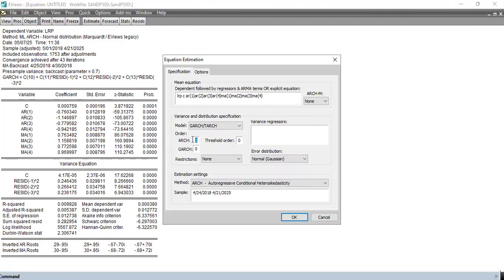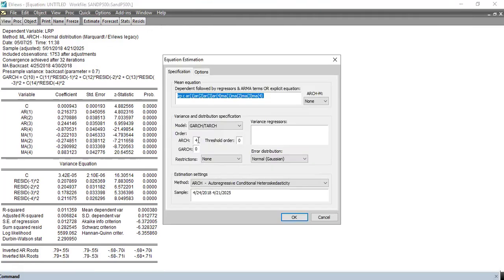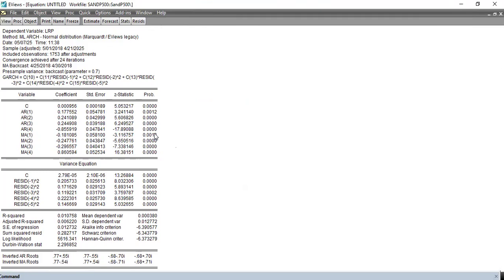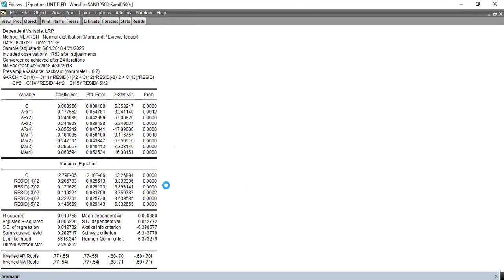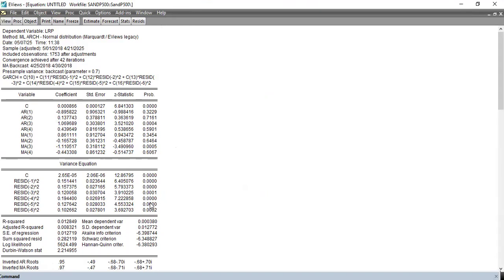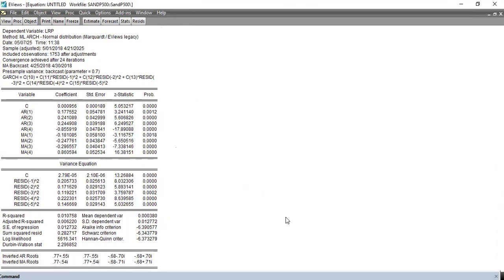Okay, let's go for the 4 ARCH effects. Again significant. Let's go for 5 ARCH effects. Again significant. Let's go for 6 ARCH effects. Now they are significant overall, but some of the coefficients are not significant. So the best will be to have 5 ARCH effects, up to 5.